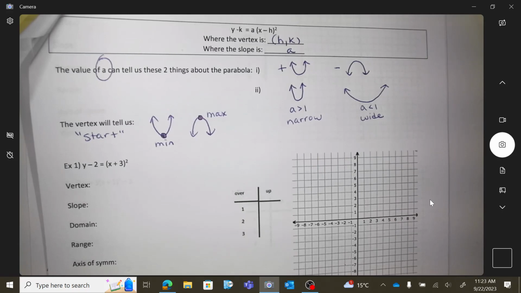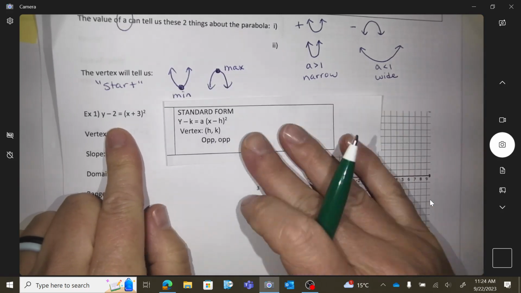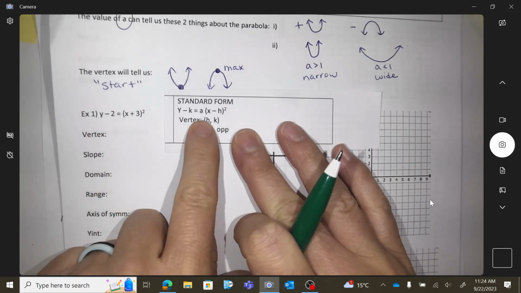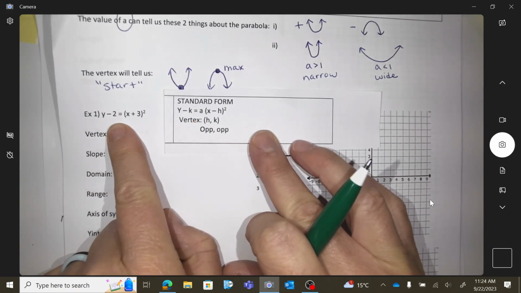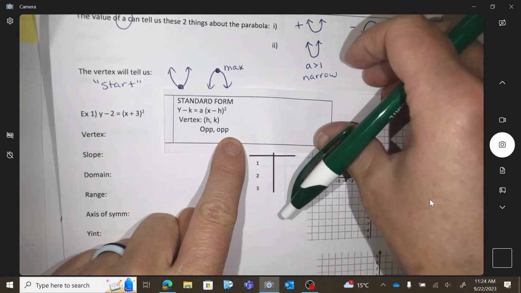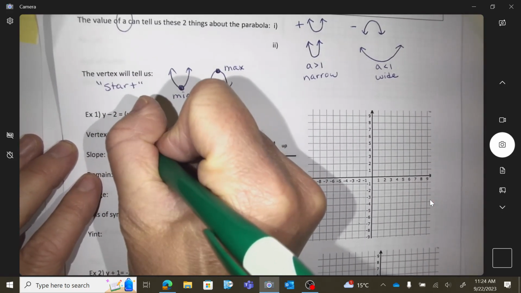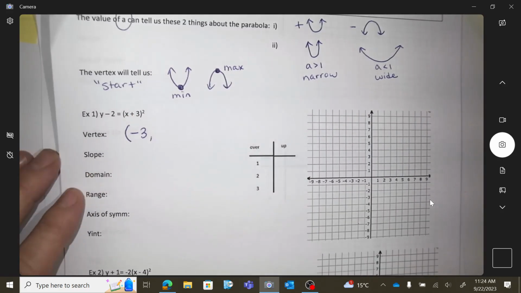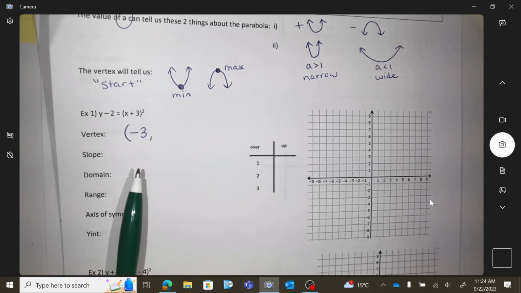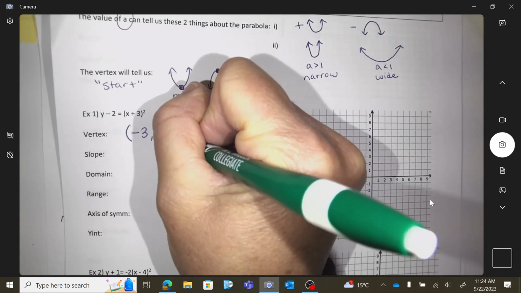Okay, ready? Formula sheet that you have on your page, little tiny slip. Number 1. Do you agree that it matches this? Okay. The vertex is opposite, opposite. So what kind of x number should the vertex be? -3, because this will move left 3. Opposite, and the y number will be +2.